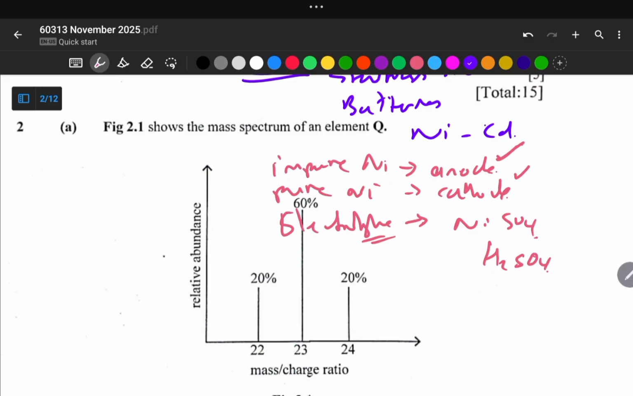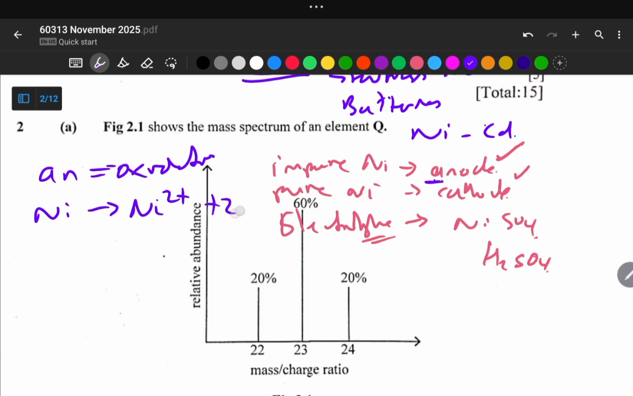So here, this one is the anode, this one is the cathode, and then we have the electrolyte. To have the equation, you must always remember that the anode is defined as the electrode where oxidation takes place. So at the anode, we are going to have oxidation, where nickel atoms dissolve to give nickel ions: nickel 2 plus and 2 electrons. This is oxidation, loss of electrons.